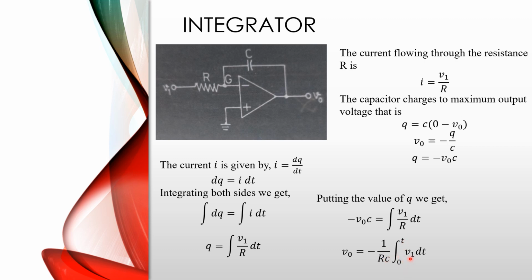So we can easily integrate the input voltage with respect to time, and this is the proportionality constant, the R and C value, and this minus sign appears because we applied the input voltage at the inverting input terminal. So here also the minus sign appears. Okay, so this is the integrator circuit, and from this circuit we can easily calculate the voltage.